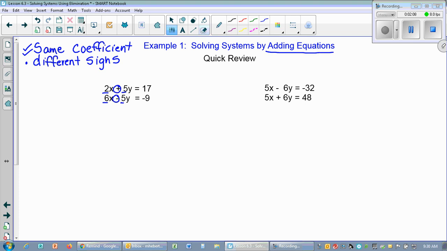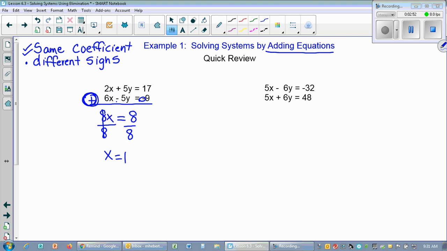So since we have all of that holding true, we're going to take our two equations. Sorry, I grabbed the wrong thing here, guys. All right, we're going to go ahead and add our two equations. So we have 2x plus 6x makes 8x. Positive 5y plus negative 5y is 0. 17 plus negative 9 here makes a positive 8. We will divide on each side by 8 to get the coefficient to 1 and leaving me with 1x. 8 divided by 8 is 1.